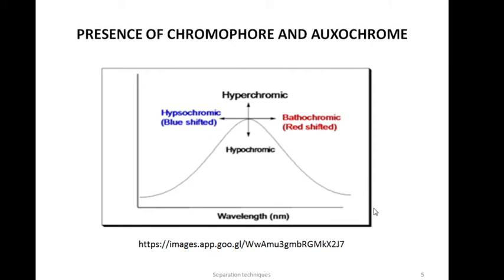Hence, that shift is called bathochromic or red shift. It is going towards IR, infrared. Therefore, it is called red shift. Okay, so this is what happens when you introduce a chromophoric group.